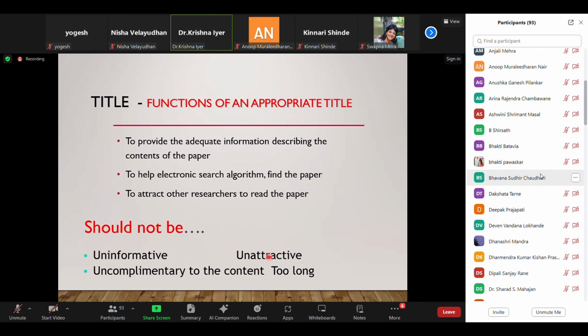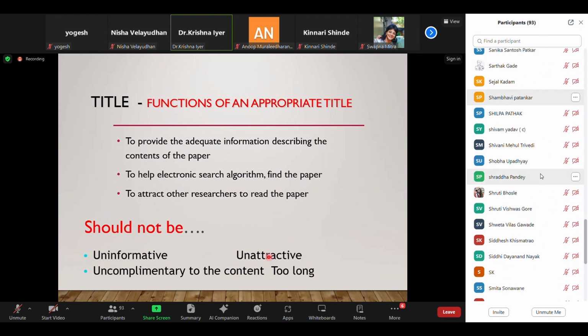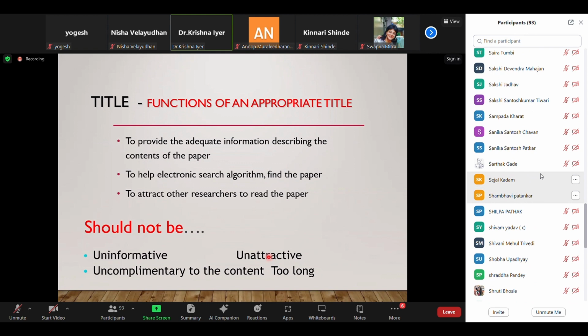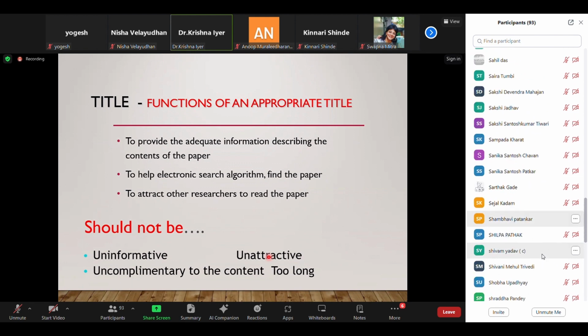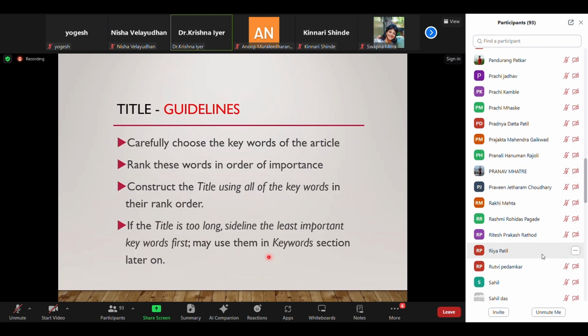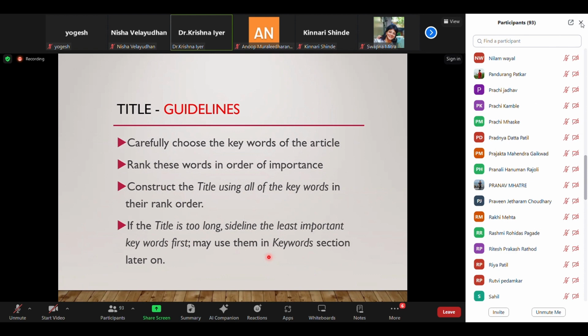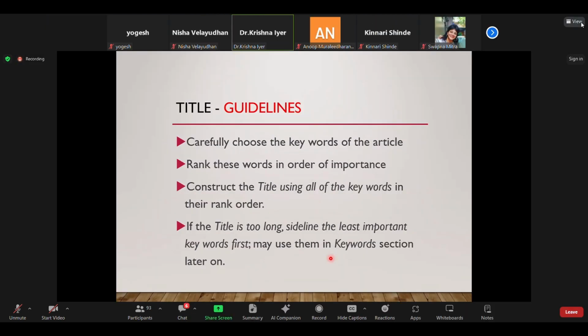What your title should not be is uninformative, unattractive, uncomplimentary to the content, or too long or wordy, so that people get disheartened just looking at the title. Okay, so make sure you do things correctly. But how do you generate a title? To generate a title, since you have written the draft of the paper, you look at the keywords of what you have written and rank these words according to what you feel is the order of importance. And then the idea is to put together these keywords correctly to construct a title.